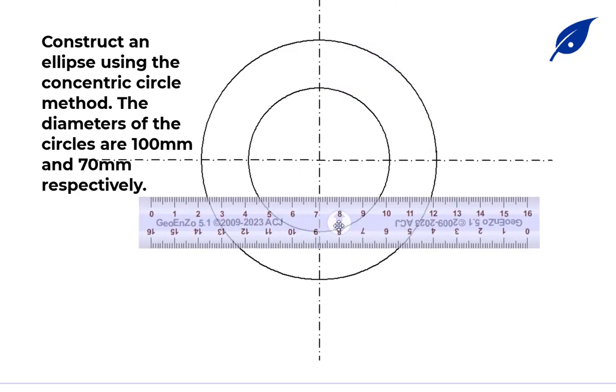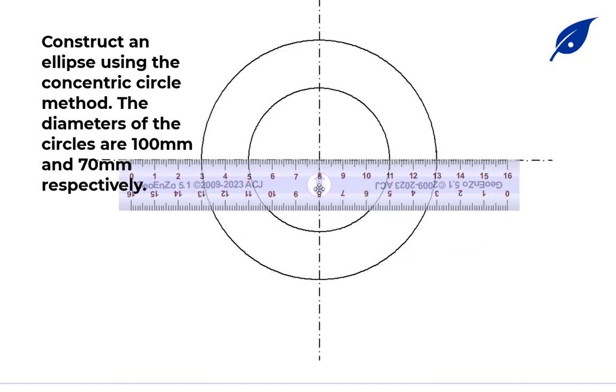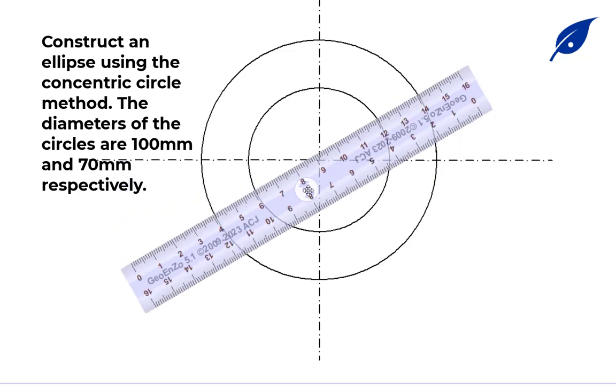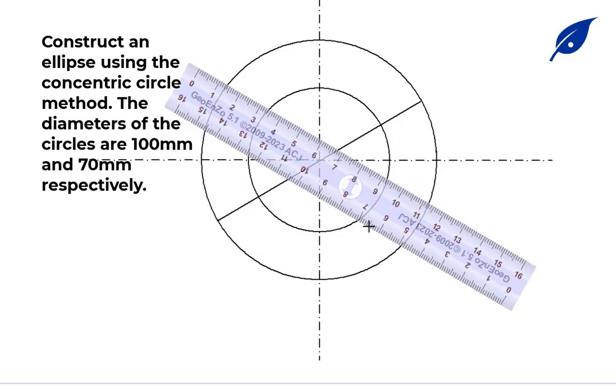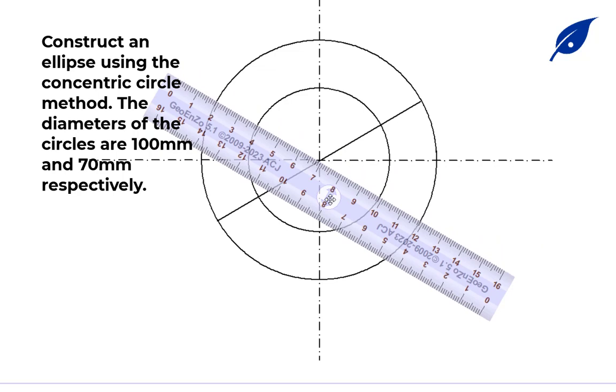So after that, we're going to divide the circles into 12 equal parts. First, we already have 4 parts, so we're going to get the remaining parts, the remaining 8 parts. So now we use 30° set square here to get this part, using the center as our reference. Then this part also, we use the 30° set square to get this side.